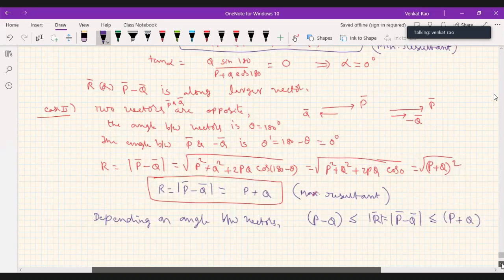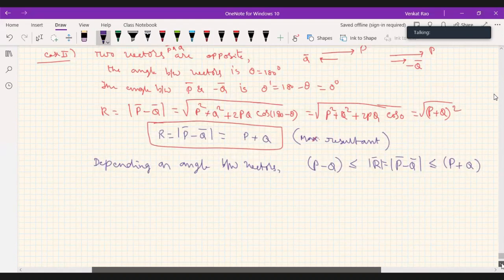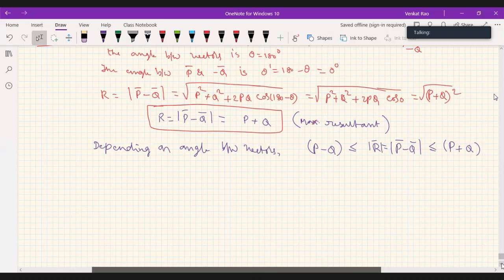So perpendicular vectors, you can do it. You can do it on your own.